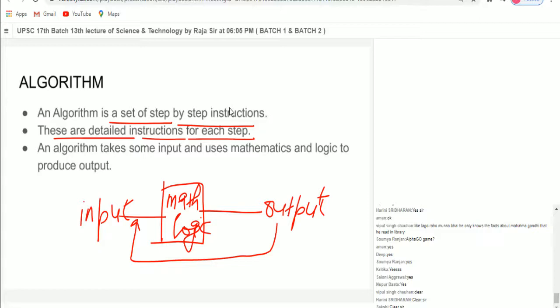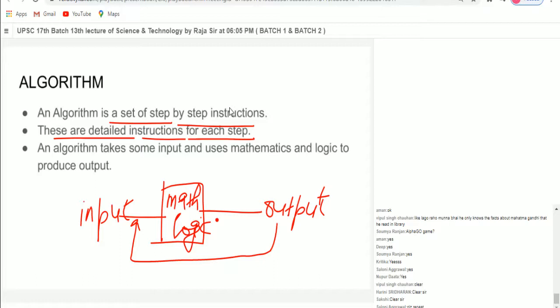Sir, please repeat the last one. See, artificial intelligent machines, a portion of the output, they use that as the input. They are also learning from the output that the artificial intelligent machines are generating. So they are also learning from that output, from the past experience.